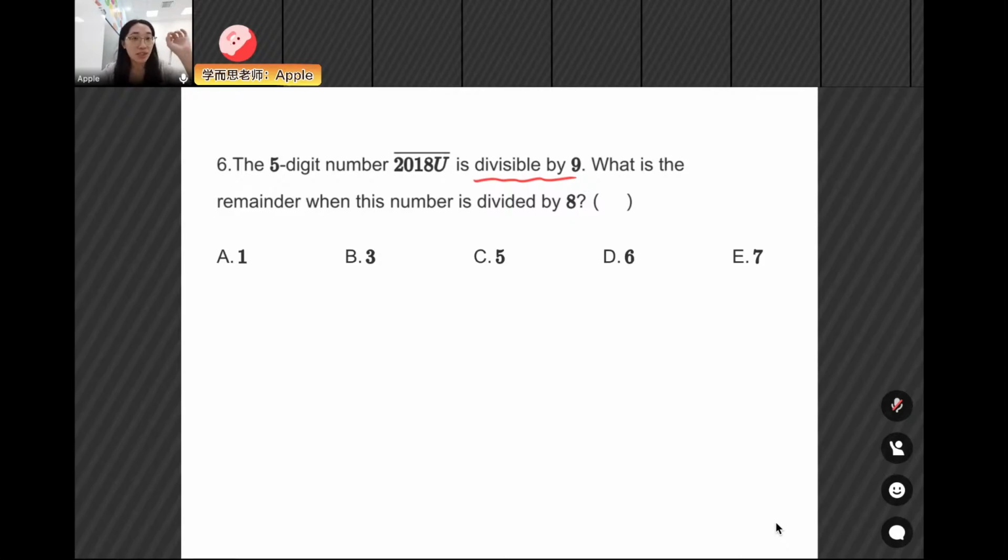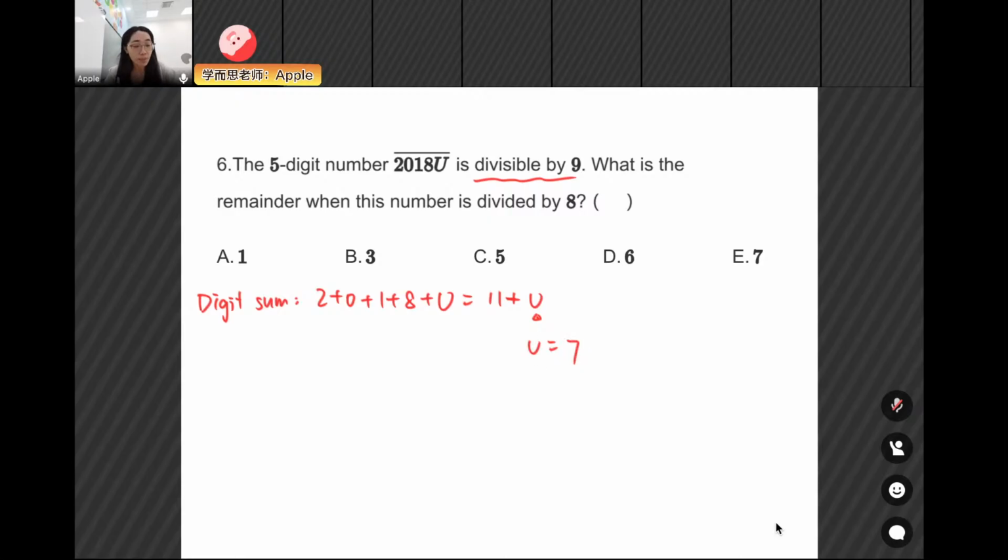Yes, if a number is divisible by 9, you need to make sure that the digit sum is divisible by 9. Then let's check what is the digit sum. For the digit sum, that is 2 plus 0 plus 1 plus 8 plus U, right? So what can you get? Good job. That is 11 plus U. You need to make sure that 11 plus U is divisible by 9. And also pay attention, letter U must be a single digit. So what is the possible value of U? Correct. U equals 7.